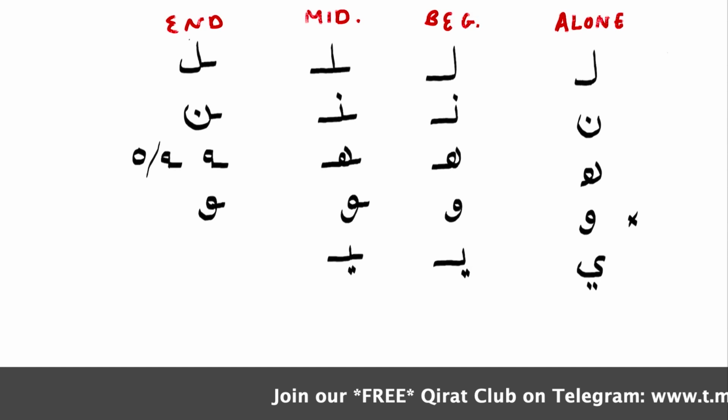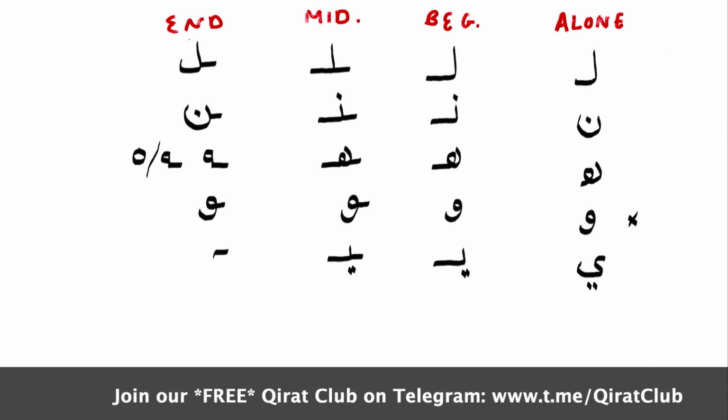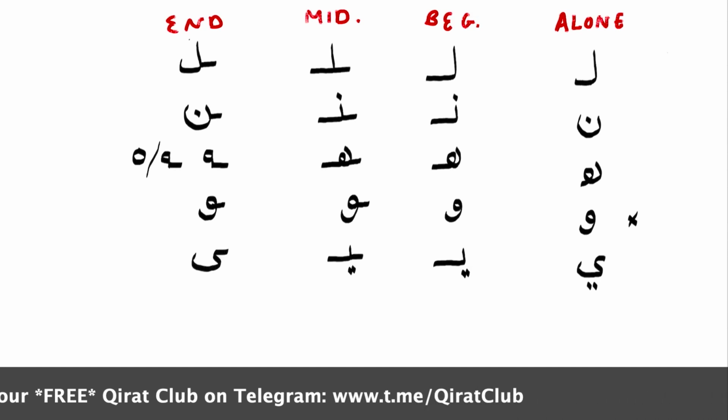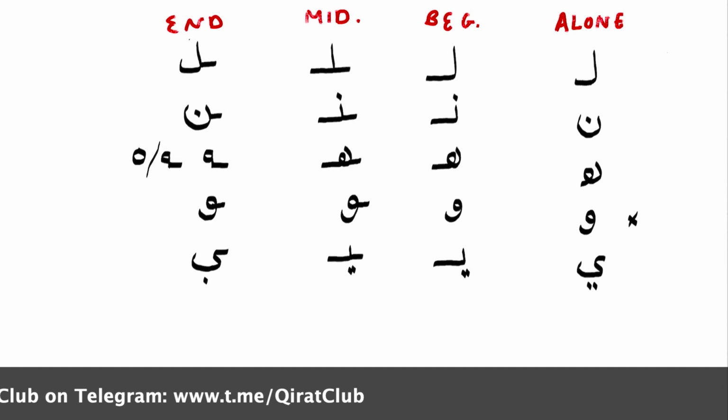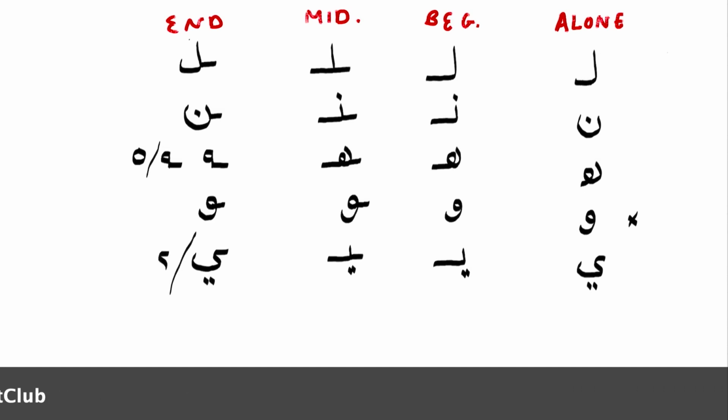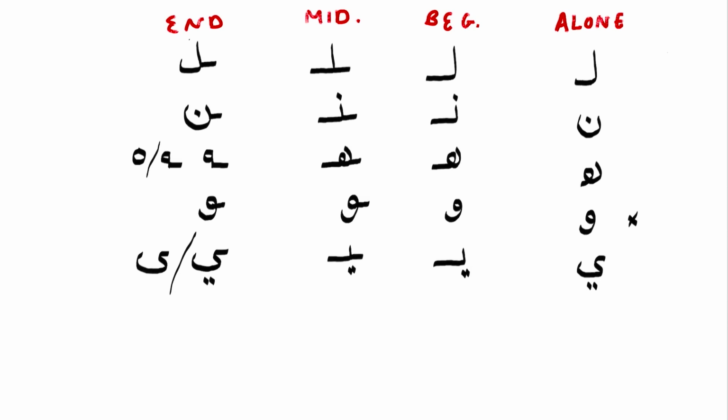When ya comes at the end of the word, it's just the connecting line and then the ya itself, and of course the 2 dots. Sometimes it can come without the 2 dots, and this is a purely grammatical thing. We don't need to delve too much into it right now. All you need to know is that this shape is only used for ya.